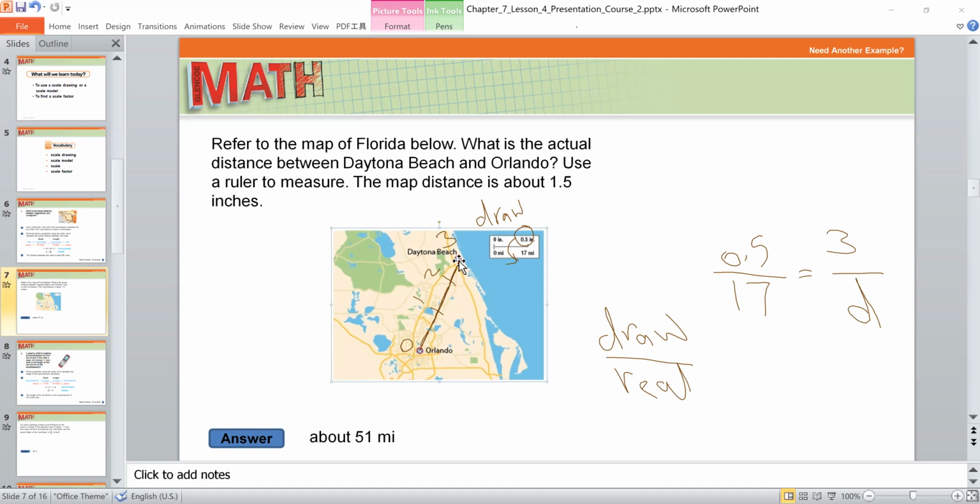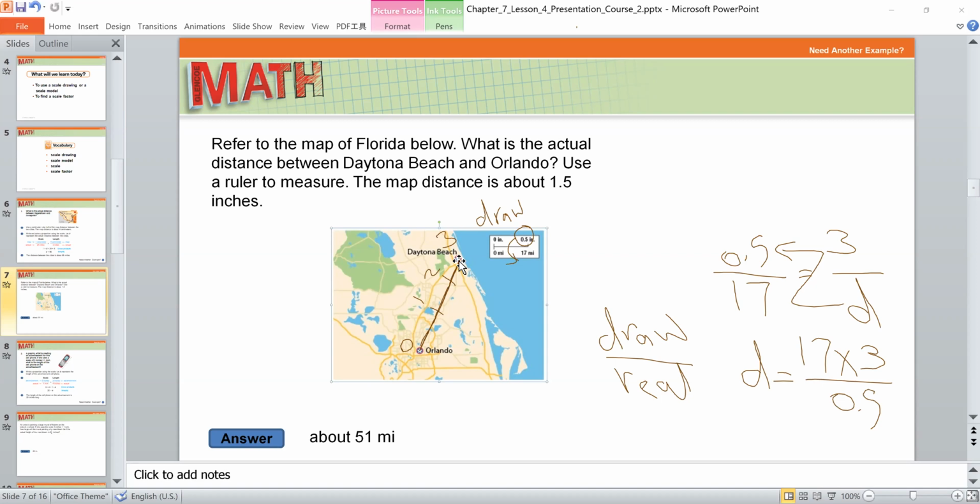Yes, Z. We will make the Z letter after that. I will make D equal to what? 17 multiplied by 3 over 0.5. So D is equal to 17 times 3 divided by 0.5. Okay? You understand me at grade 7?